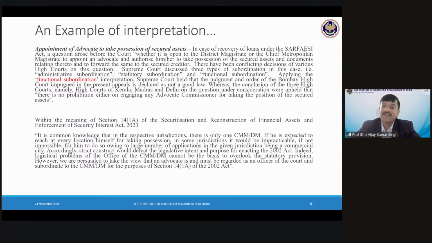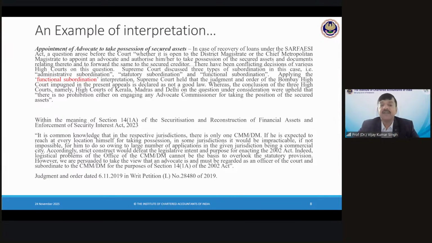It is a very cumbersome task for the DM and CMM to take possession of these things. And accordingly, strict construction would defeat the legislative intent and purpose of enacting this particular legislation. And so you can see here, the court has given a purposive interpretation in this case.